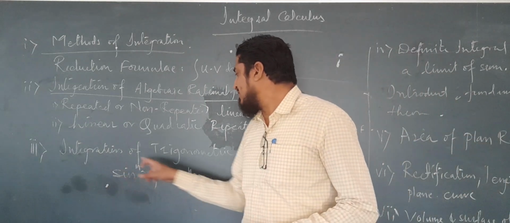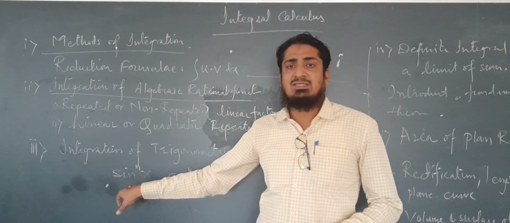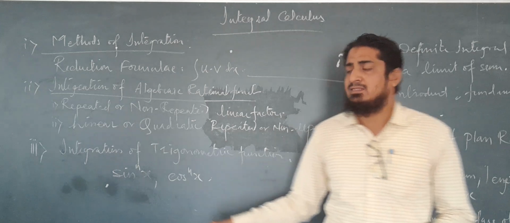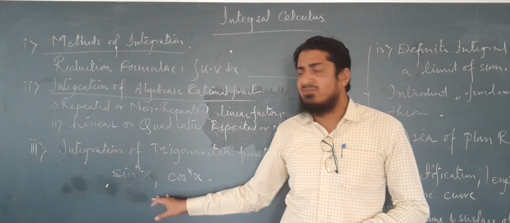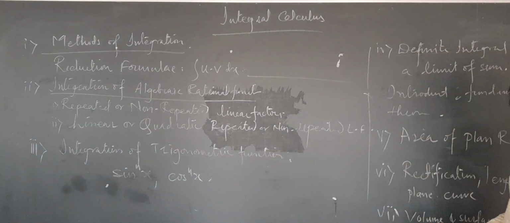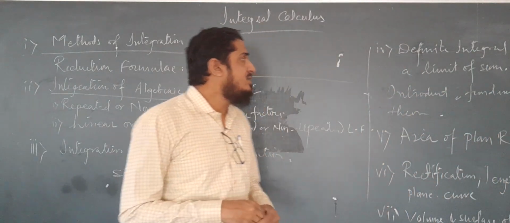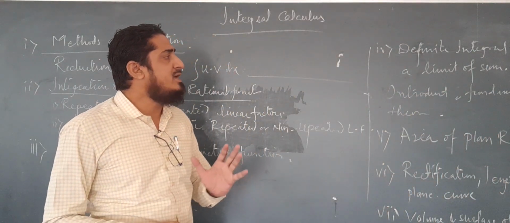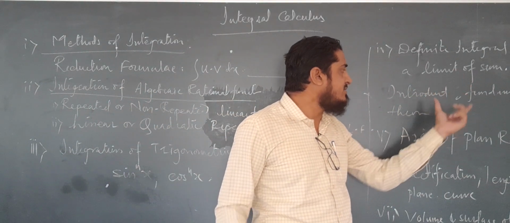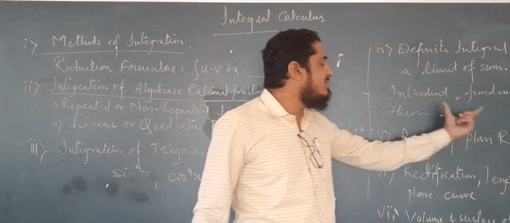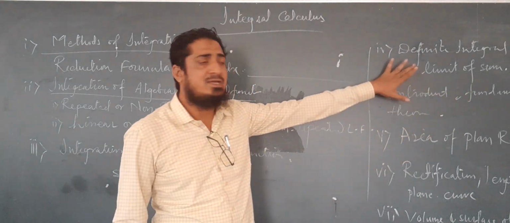After that, we will see integration of trigonometric function, in which we will see sin raised to n x and cos raised to n x, where n is an integer, and the reduction formula for these trigonometric functions. And number 4, definite integral as a limit of a sum, in which we will introduce the integral as the limit of some function, with introduction and fundamental theorems which depend upon limits of sums, in chapter number 4.